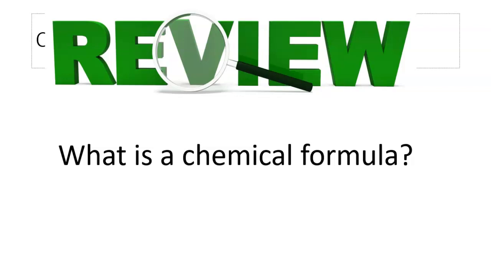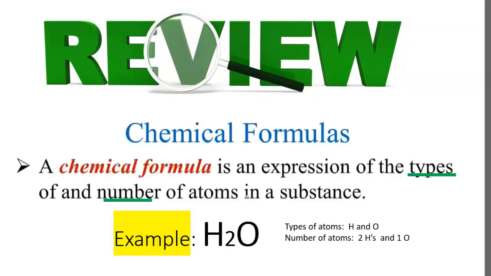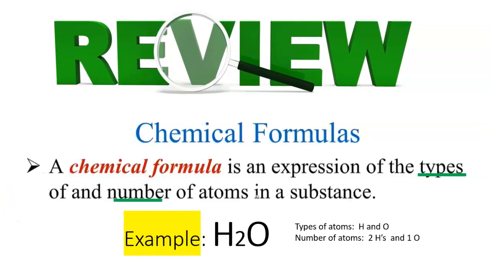All right, first let's talk about what a chemical formula is. A chemical formula is an expression of the types and number of atoms in a substance. So let's look at water, for example. It tells us what type of atoms there are, and you can see the different letters. H and O represent the atoms. So H stands for hydrogen, O stands for oxygen. Hopefully you've already learned that when you learned about elements. The number that you see here represents the number of atoms. So there are 2 hydrogen atoms in every water molecule.